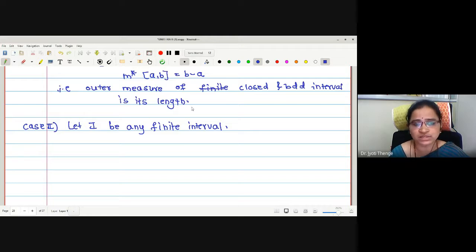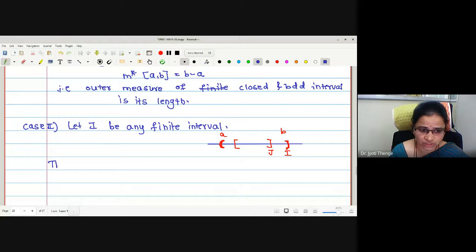Now, in order to prove the result, we will find out one closed interval contained in this I. If this is I, the given open interval, A to B say, then our aim is to find out the closed interval J contained in I, where there is some restriction we are giving on the length. Let us see what is the restriction.